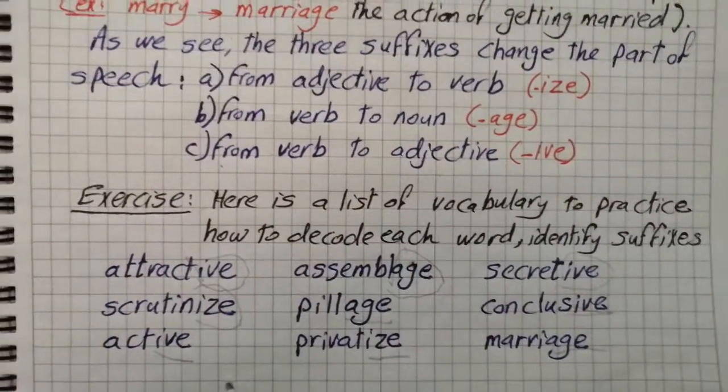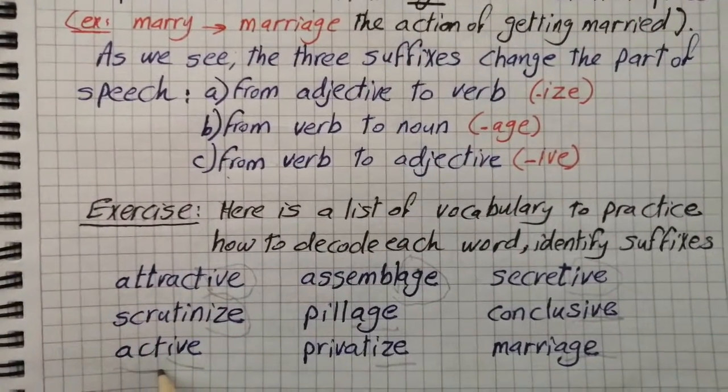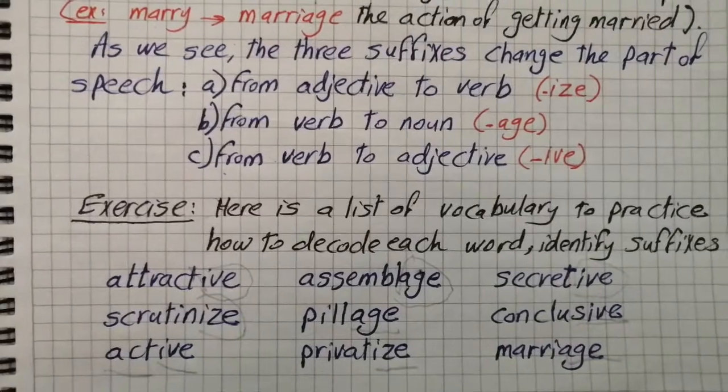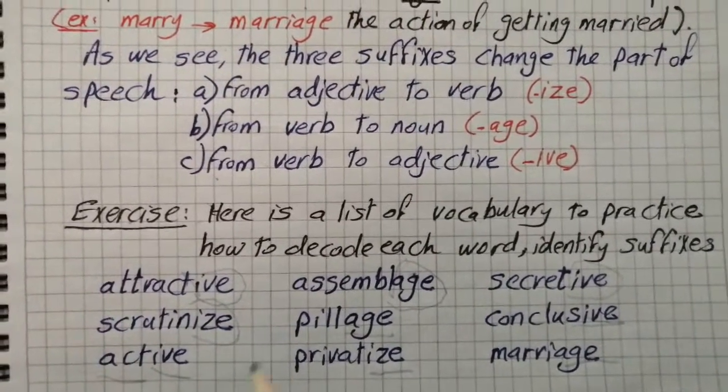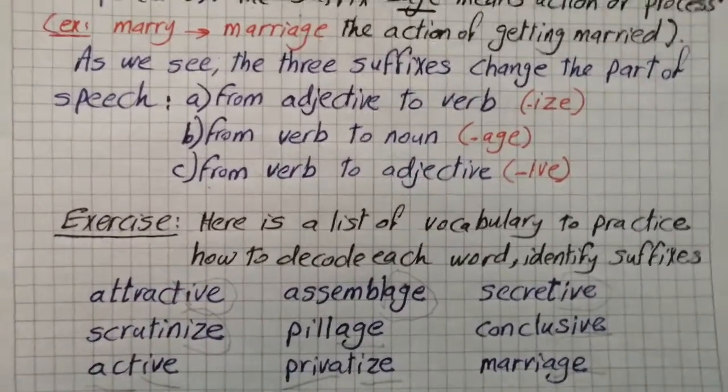For example, the word active. What is the base word? The base word is act. Then I added IVE. Privatize. What do you think the base word is? Yes, private. Then I add IZE.